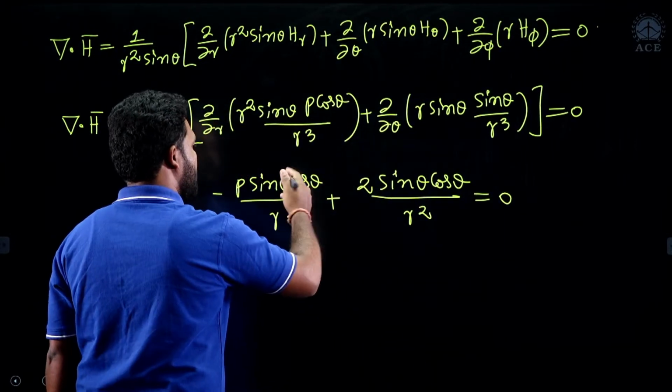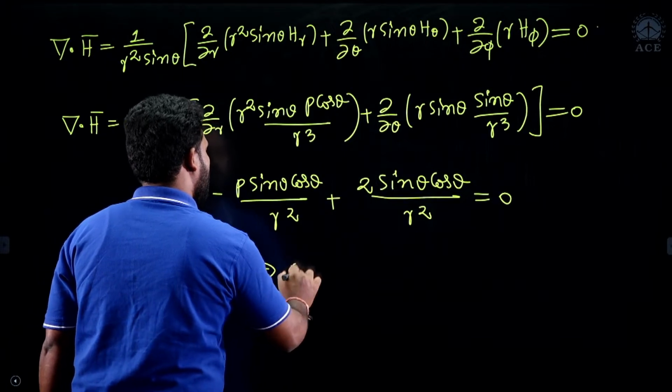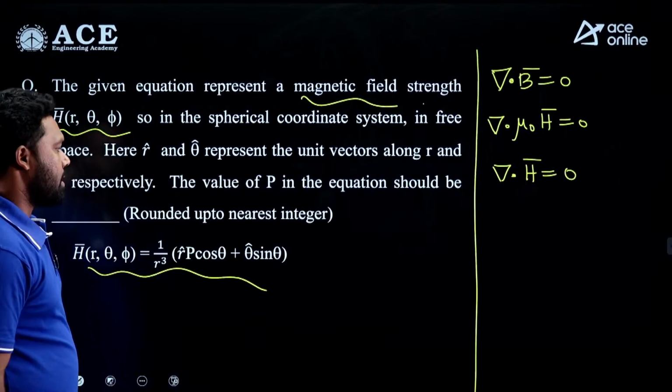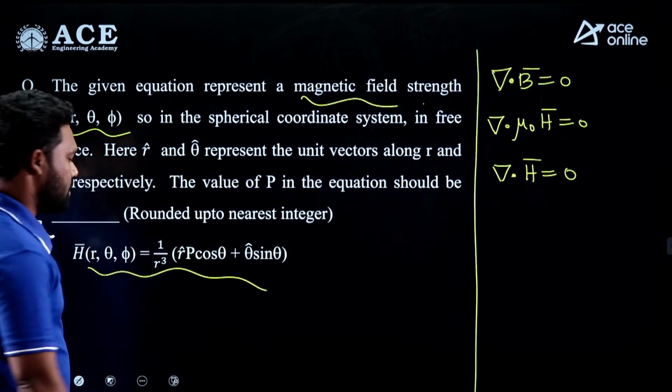Fine. So bring this part there, and you are going to get the P value is equal to 2. So this was, hopefully, asked for 2 marks. Fine. So it is directly asking the P value. Let us have one more question.